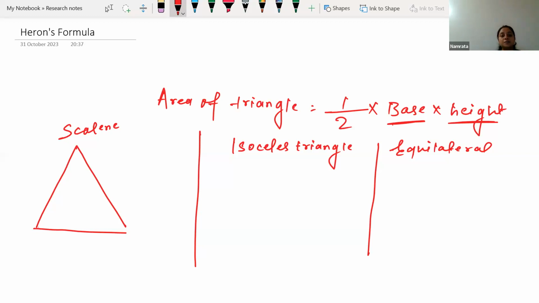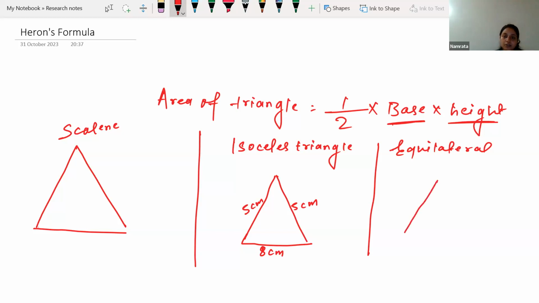So let's see. An isosceles triangle means two sides are the same. Let me take the measurements. Suppose we have an isosceles triangle where this side is 5 centimeter, this side is 5 centimeter, and the unequal side is 8 centimeter. This is an isosceles triangle. We'll be finding the area of this one just after a while.